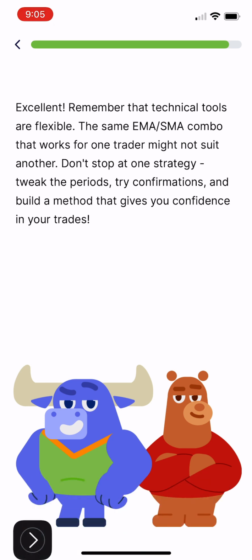Excellent. Remember that technical tools are flexible. The same EMA SMA combo that works for one trader might not suit another. Don't stop at one strategy. Tweak the periods. Try confirmations. And build a method that gives you confidence in your trades.